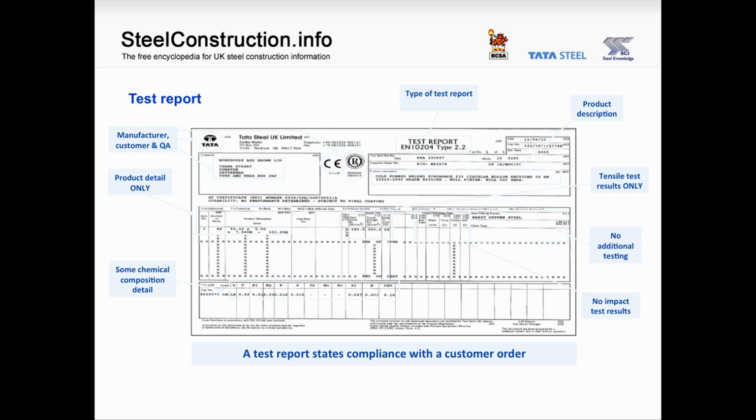Just for comparison, this is a 2.2 test report, and it looks remarkably similar to the 3.1 inspection certificate, but if you look closely you'll see that there are some significant gaps in the information that the manufacturer has to provide. The 3.1 inspection certificate is all about traceability of product. The 2.2 test report is about validating a manufacturing process.